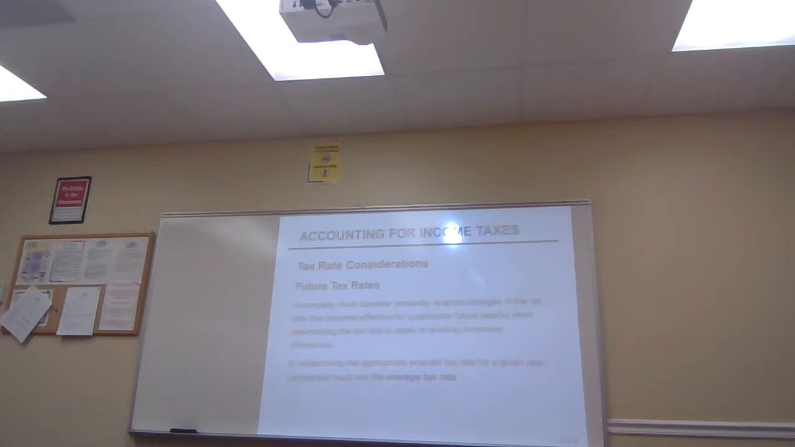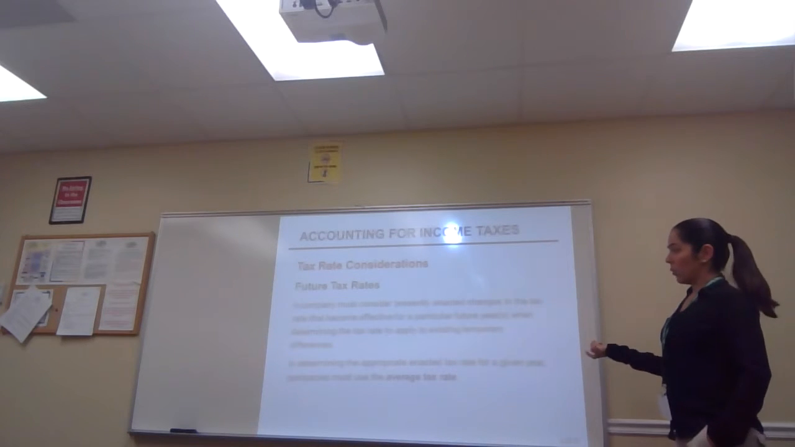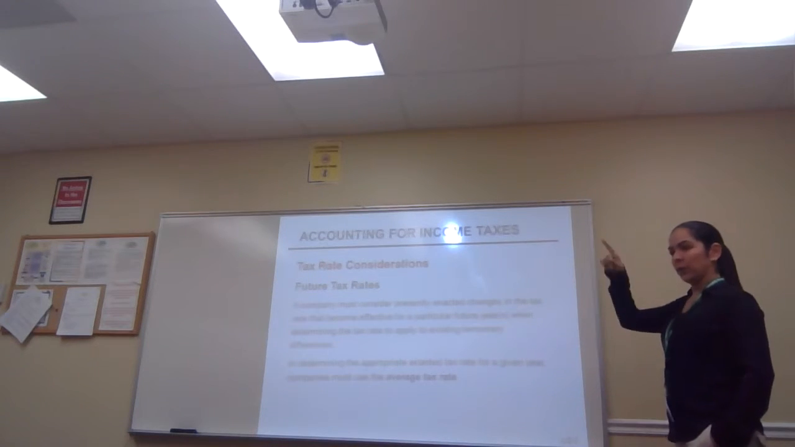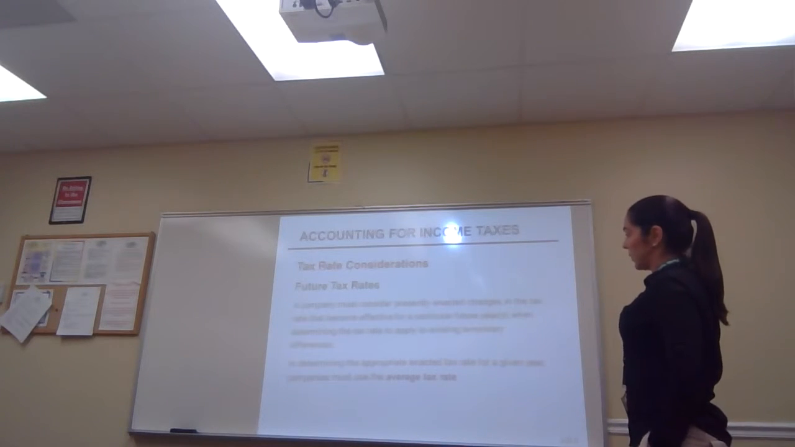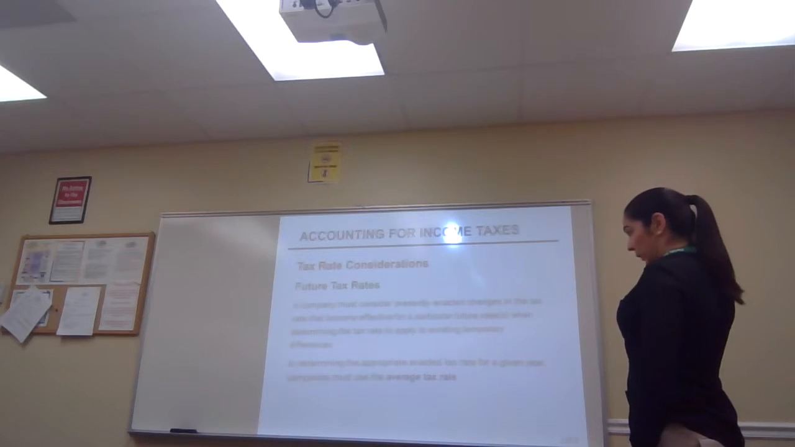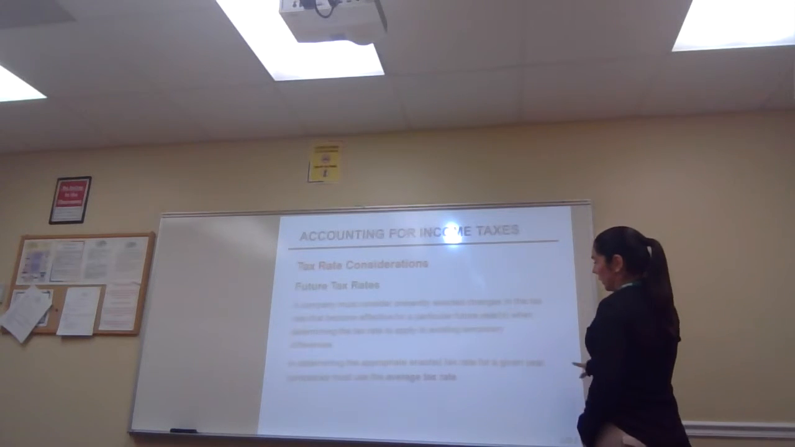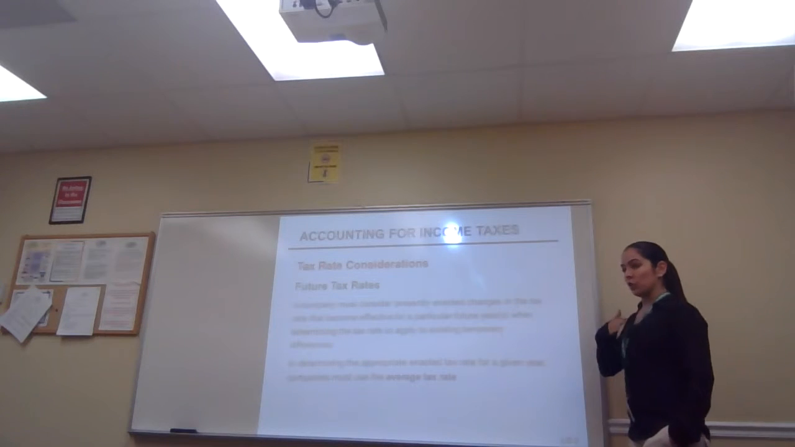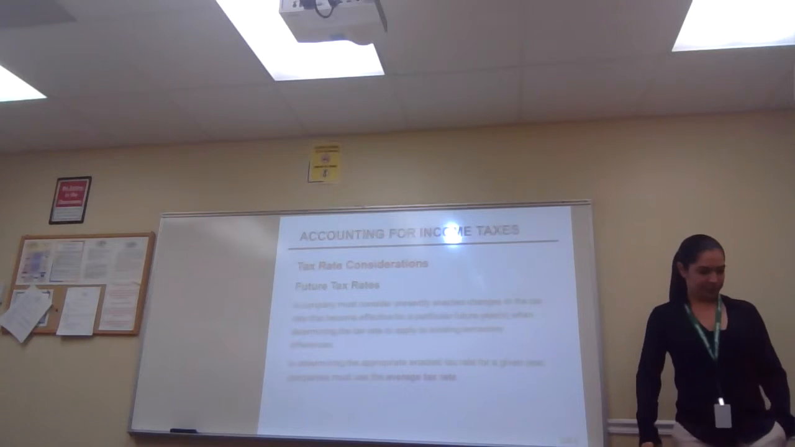Future tax rates. So some tax rate considerations you have to take into effect is the future tax rate, exactly what you had mentioned earlier. As you go into future years, you're going to have different tax rates because you may be profitable one year and one year maybe you may have losses. So you're going to be shifting in different tax rates. So it says a company must consider presently enacted changes in the tax rate that become effective for a particular future year when determining the tax rate to apply to existing temporary differences. In determining the appropriate enacted tax rate for a given year, a company must use the average tax rate. So if you don't know what the future tax rate is going to be, it tells you need to take an average of that tax rate.